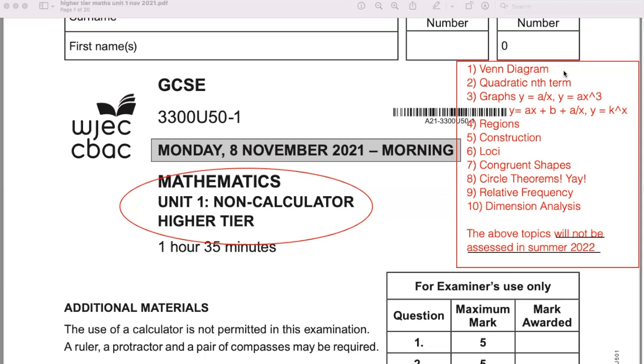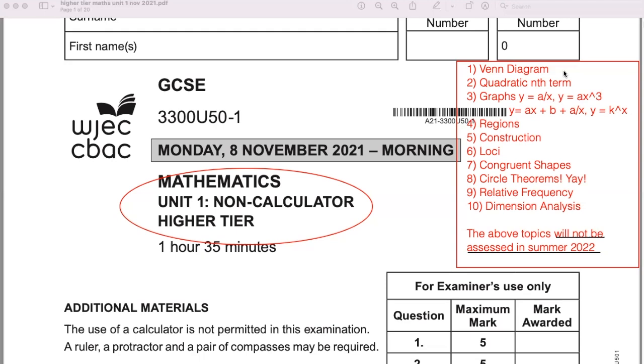Number four, regions. So things like when you use straight line graphs to locate the regions given by linear inequalities. So inequalities can still be in your exams, but not the region bit when you actually have to draw different straight line graphs. Okay.